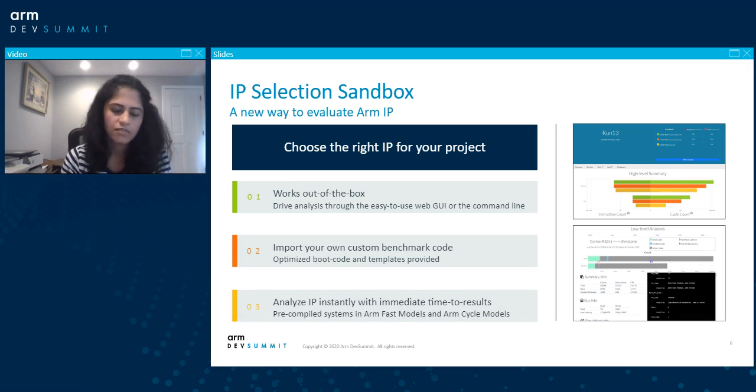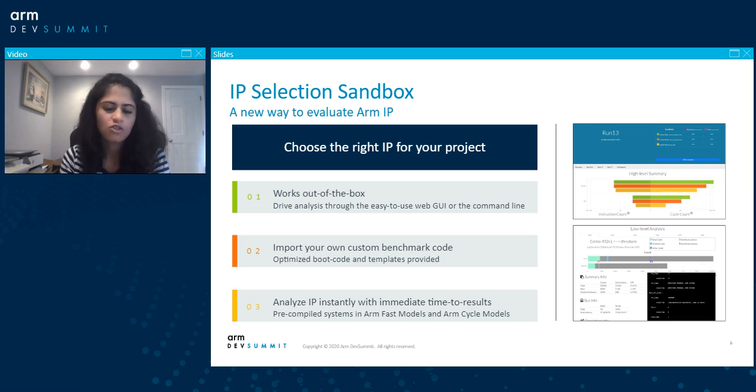The third and the most significant advantage is the time to results. So while it works out of the box in terms of setting up your environment, you're able to port your custom benchmark code. The most important part is you're able to get the results for your custom code right away. So you're able to analyze several different granularities of results, ranging from high-level metrics such as instruction counts and cycle counts that it takes for workloads to run on ARM IP, to mid-level statistics such as bandwidth utilization and memory utilization in a system, to very low-level analysis such as how many cycles a particular loop in my software function took to execute.